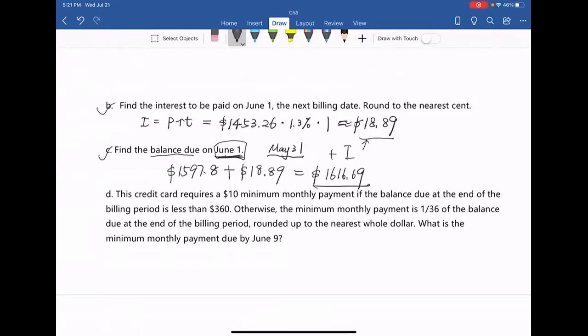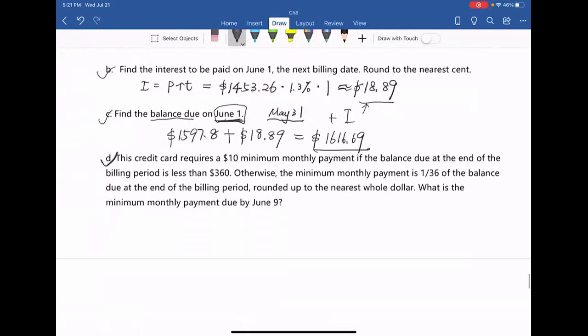1616.69. So this is the balance due on June 1st. Let's see the next question. The credit card requires a $10 minimum monthly payment if the balance due at the end of the billing period is less than $360. Otherwise, the minimum monthly payment is 1/36 of the balance due at the end of the billing period, rounded up to the nearest whole dollar. What is the minimum monthly payment due by June 9th?